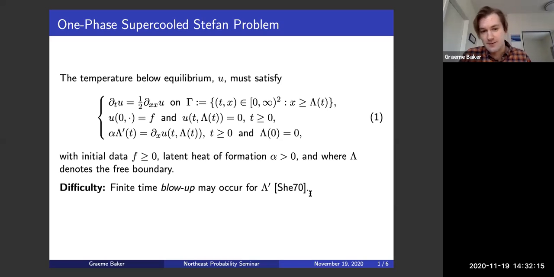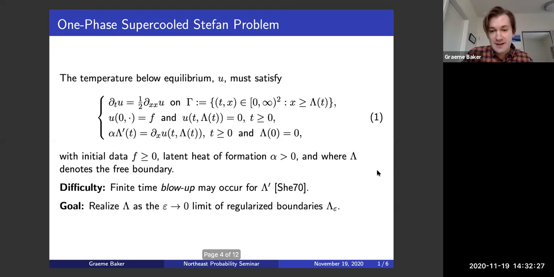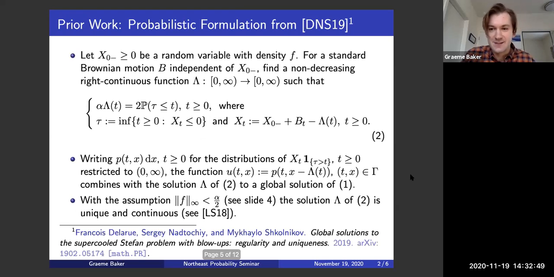I just mentioned that it happens quickly, and a difficulty with this problem is that you can actually have finite time blowup for lambda prime. This makes it interesting to study. Our goal is to realize the limiting boundary lambda as some limit of regularized boundaries lambda epsilon. I just said that lambda prime may blow up, so what does it mean to have some limiting boundary lambda? That is covered in this slide.